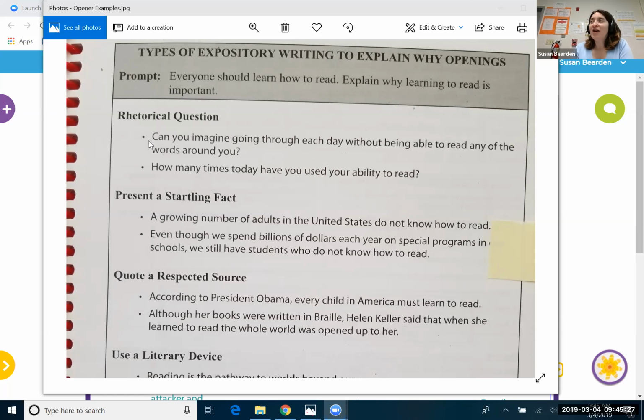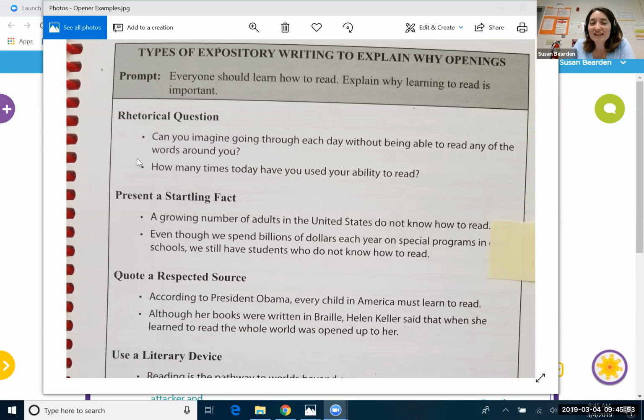Oh, that would be rough, right? Absolutely. Okay. Is this a question that the writer expects the reader to answer? It's a rhetorical question. Does it give the reader a chance to focus their thoughts on the topic that we're going to discuss in our writing? Absolutely. Good. So that's why this is an example of a rhetorical question.